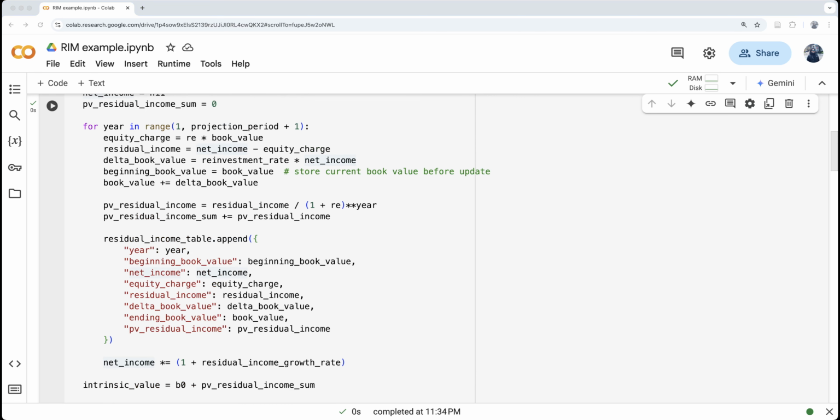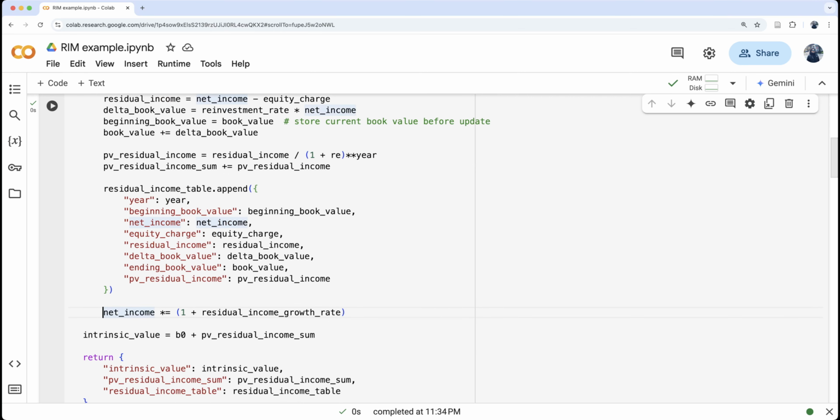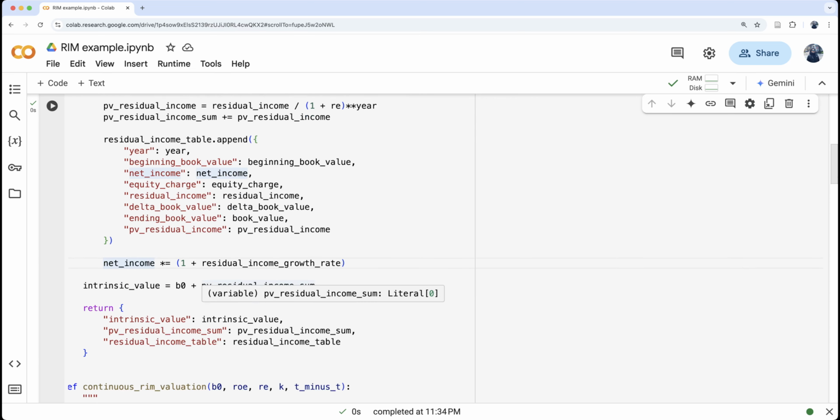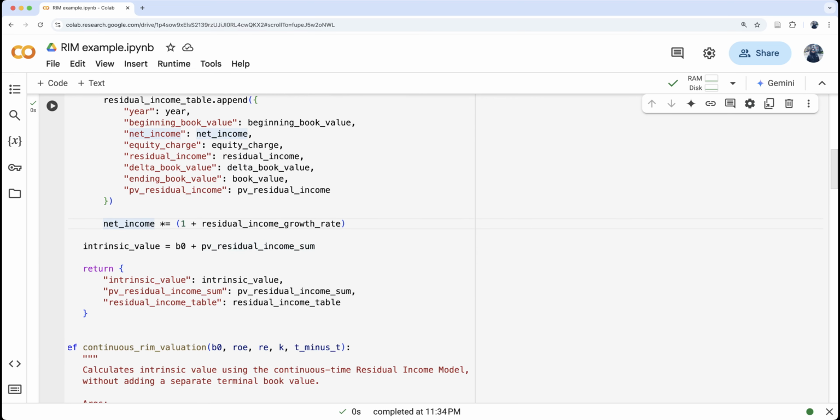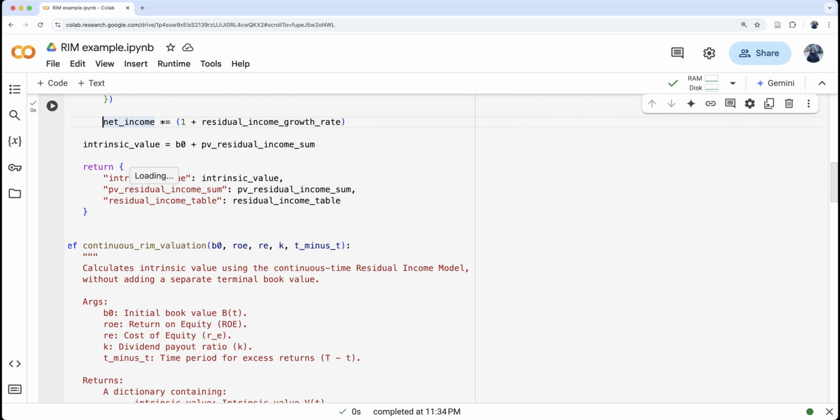And then intrinsic value is B0 plus the present value of residual income sum, and it returns intrinsic value, present value of residual income sum, and then generates the table. Okay, and then how about continuous residual income valuation? It is a simpler one.